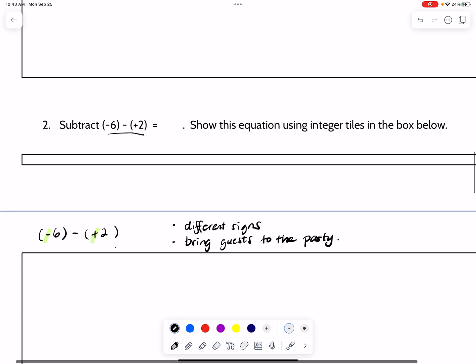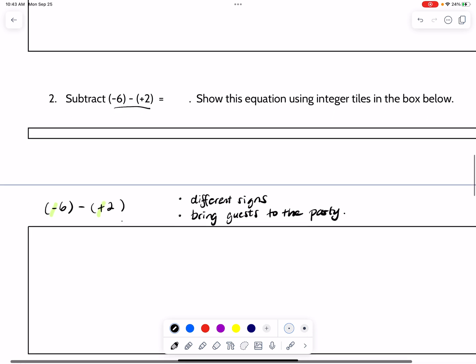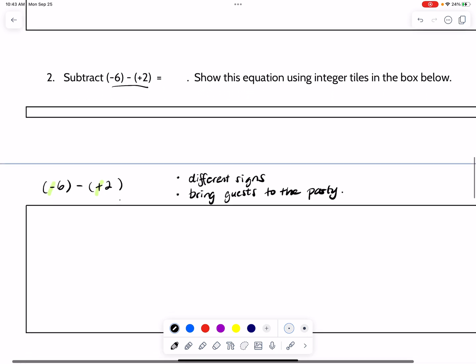Okay, you have different signs because you have a -6 and a +2, and you need to bring guests to the party. Okay, similar process as above. You're going to start off with -6, so draw out your -6 tiles. But this time you need +2, right? So I have no positive tiles at all, okay? So naturally, what I would do, I would draw in +2.